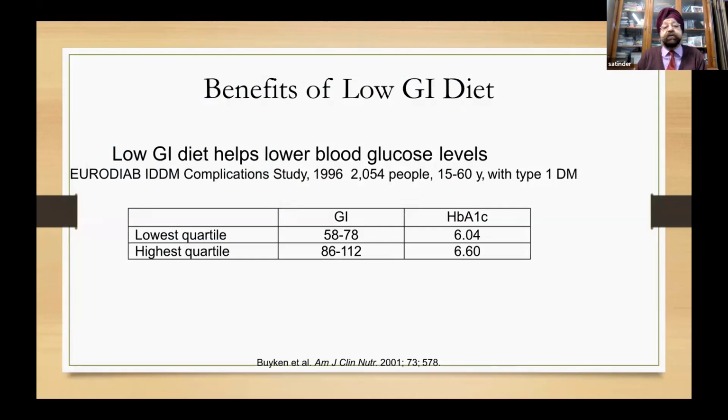Low GI diet helps lower blood glucose level, and this is another data from the Euro-DIAB IDDM Complications Study. There were about 2,000 people, aged 15 to 60 years, with type 1 diabetes. You could see that with the low GI quartile, the HbA1c went to 6.04. The GI values in the first group were 58 to 78, and in the other one 86 to 111, and the betterment in HbA1c is very clearly obvious, almost 0.5.